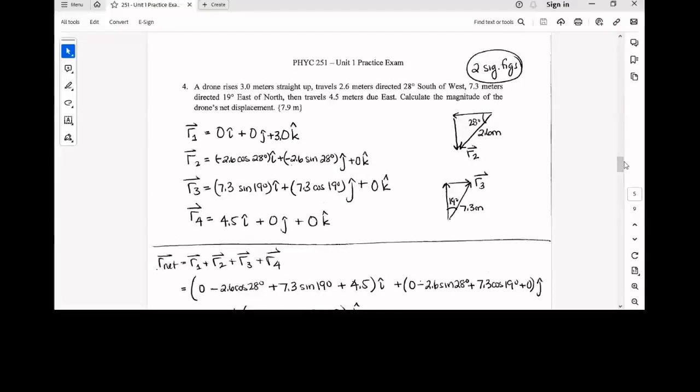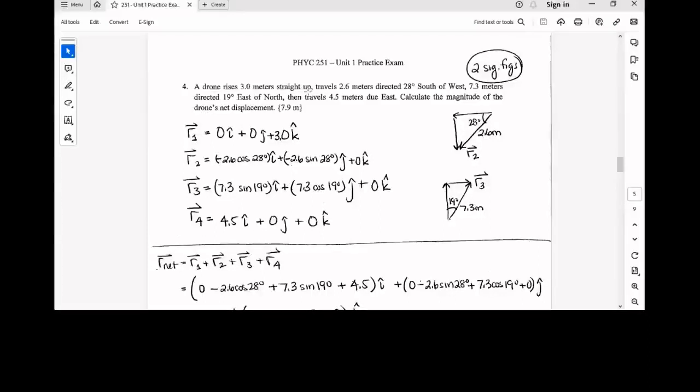Number 4 is a similar problem. A drone rises 3.0 meters straight up, travels 2.6 meters directed 28 degrees south of west, 7.3 meters directed 19 degrees east of north, then travels 4.5 meters due east. You can describe these maneuvers as position vectors. So I've just chosen R1 to represent the 3.0 meters straight up.